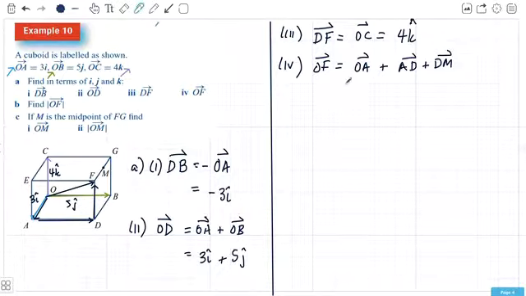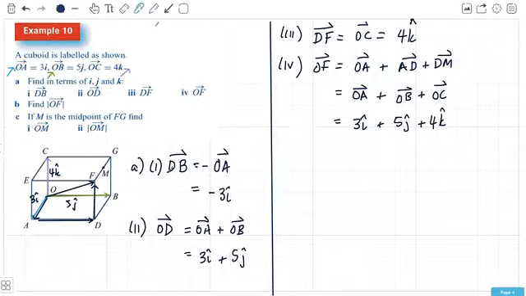And we know what those vectors are equivalent to. AD is equivalent to OB. You can see they're the same, and DM is equivalent to OC. So we literally then just chuck everything in. 3I, 5J, and OC is 4K. So that's how we get from O to F, coming around here using all the vector quantities that we already know.